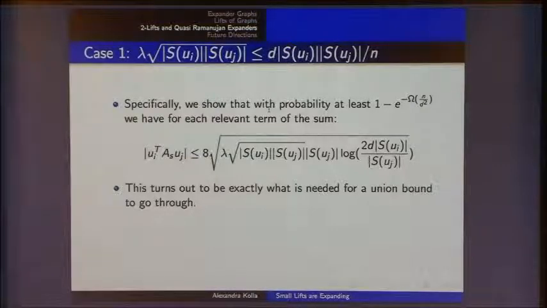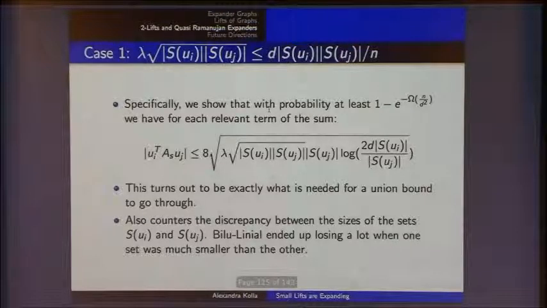I'm just flashing this here. It's really ugly, and I apologize for that. But this turns out to be exactly what we need for the union bound to work. And now for all the terms psi j such that this term dominates the other, we can use a union bound and argue that with high probability, everything works.